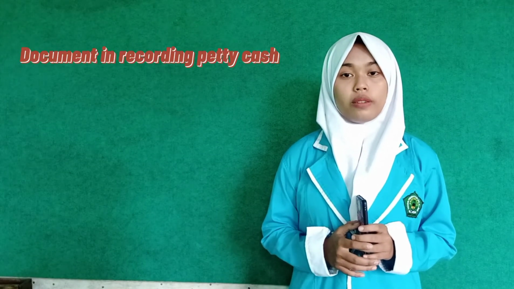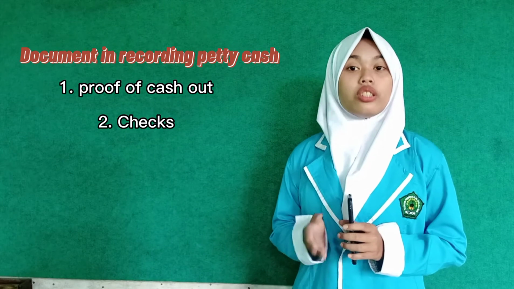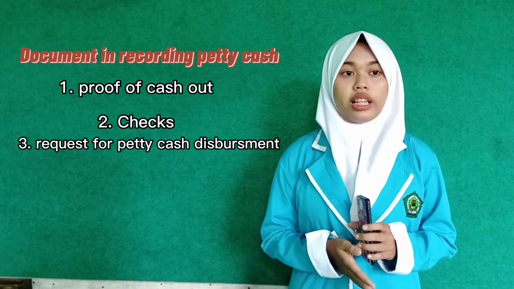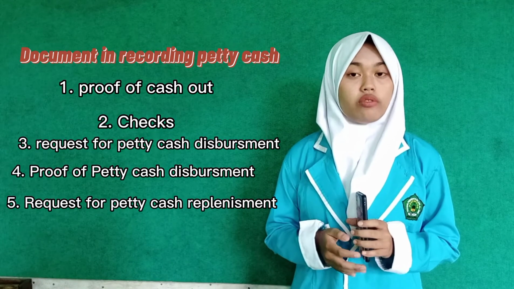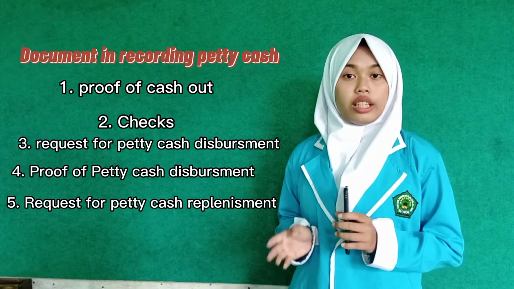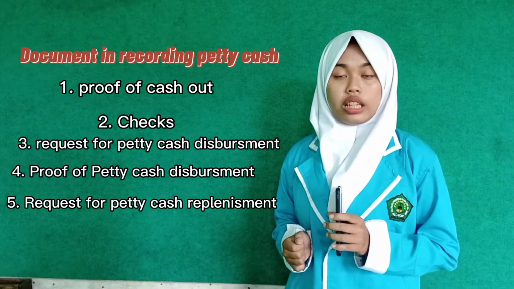The imprest method is usually applied to transportation companies, while the fluctuation method is usually applied to trading, manufacturing, and other companies. In recording petty cash itself, there are several documents that are needed, among others: proof of cash out, checks, request for petty cash disbursement, proof of petty cash disbursement, and request for petty cash replenishment. These documents will assist petty cash holders in journaling.